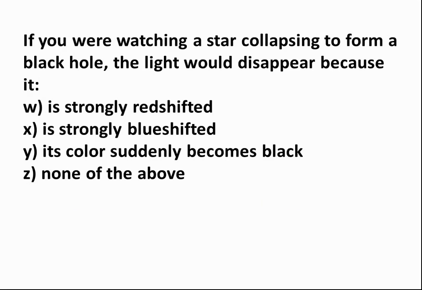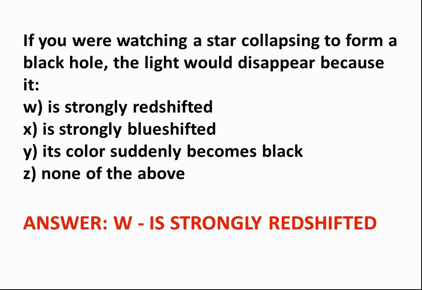If you were watching a star collapsing to form a black hole, the light would disappear because it W. is strongly redshifted. X. is strongly blue shifted. Y. its color suddenly becomes black. Z. none of the above. Answer: W. is strongly redshifted.